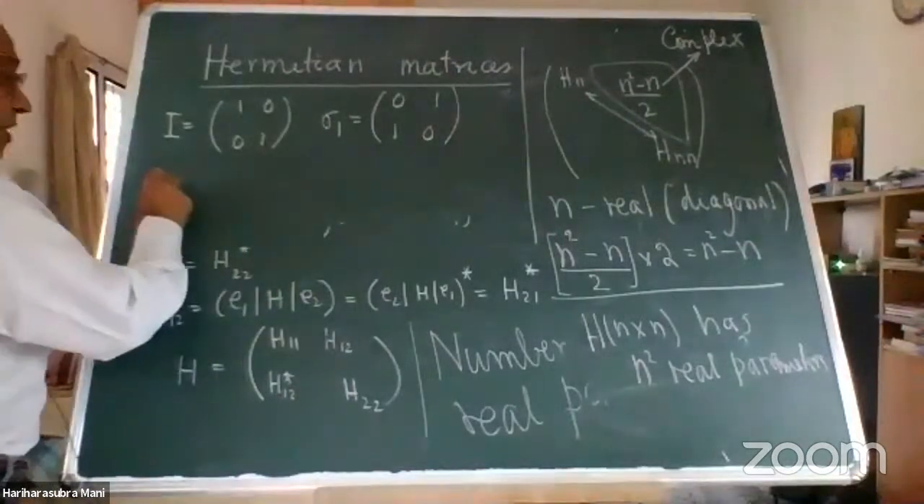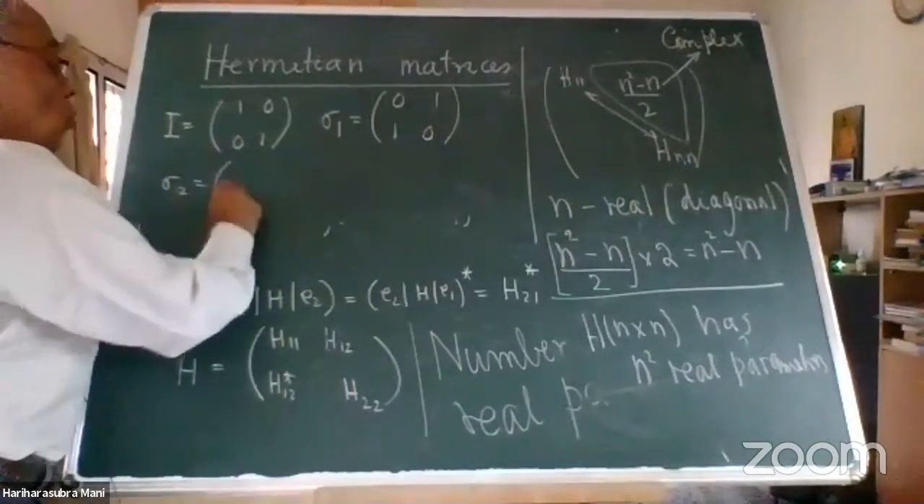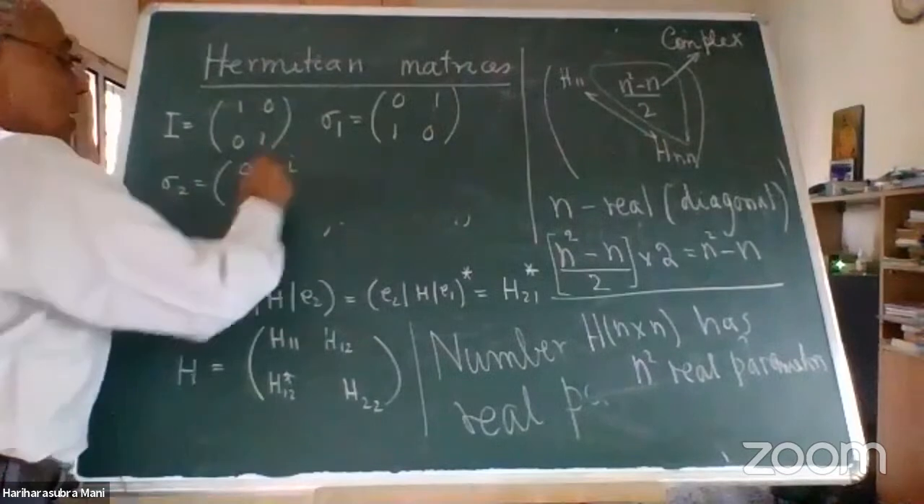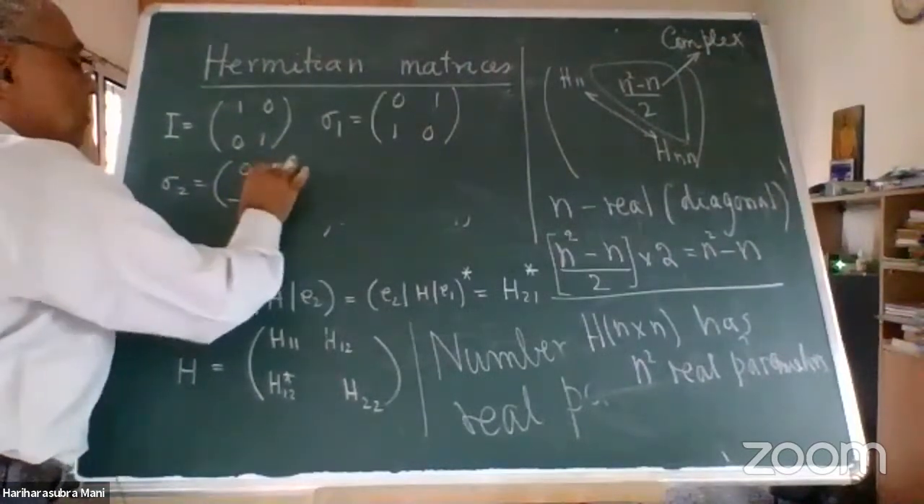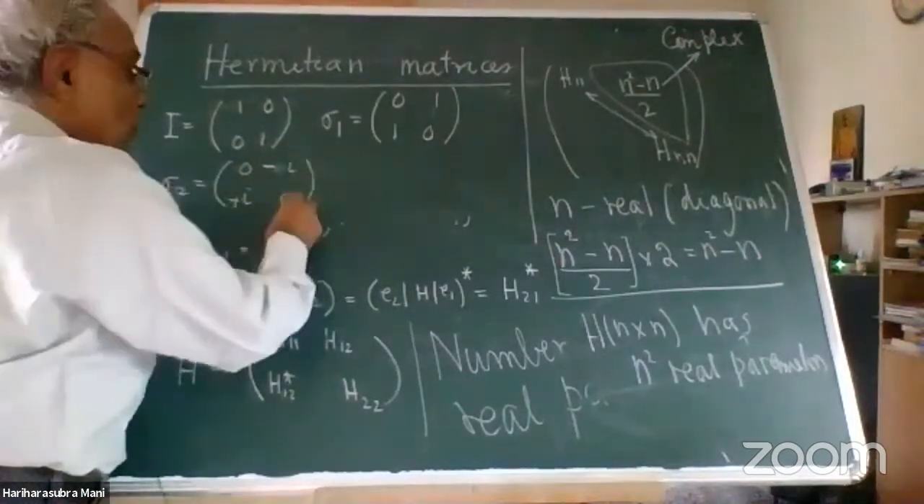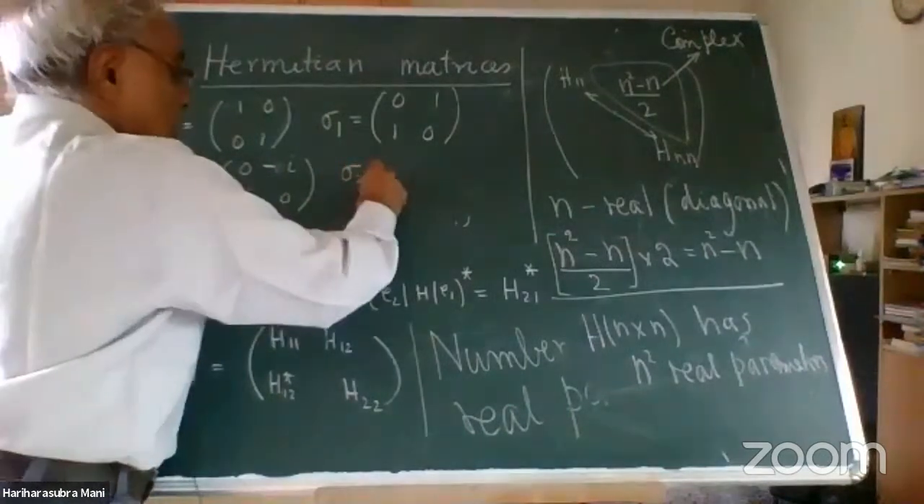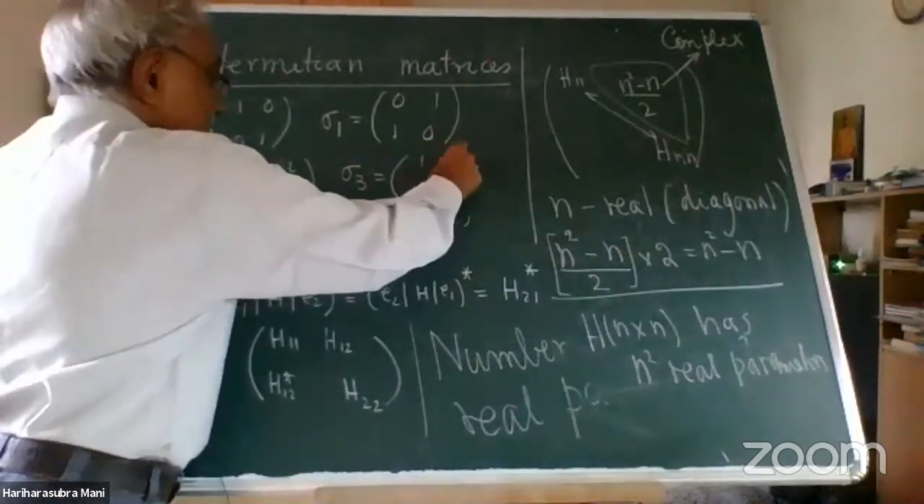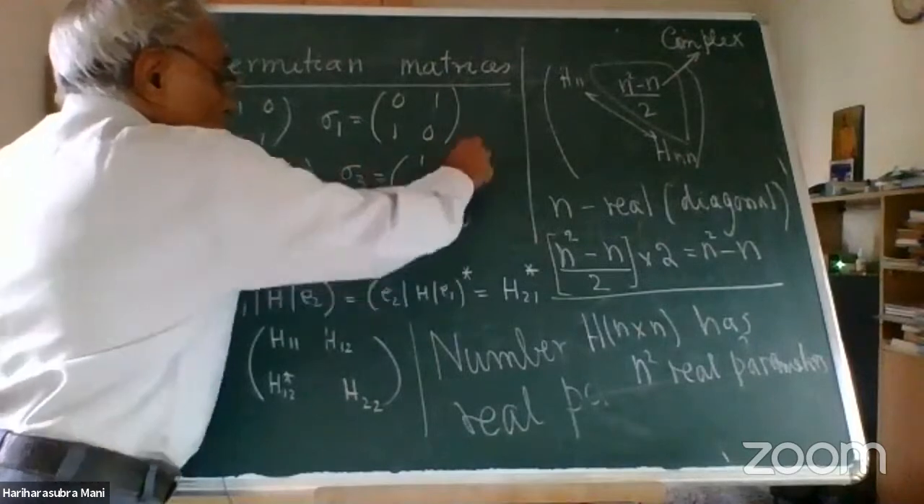This is a Hermitian matrix. Sigma 2 is 0, minus I, plus I, 0. Sigma 3 is 1, 0, 0, minus 1.